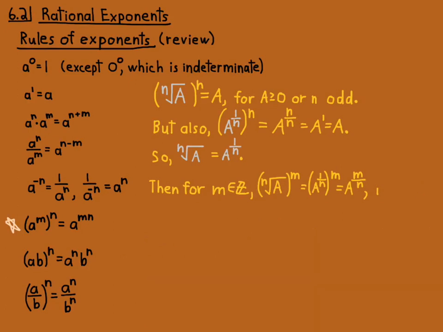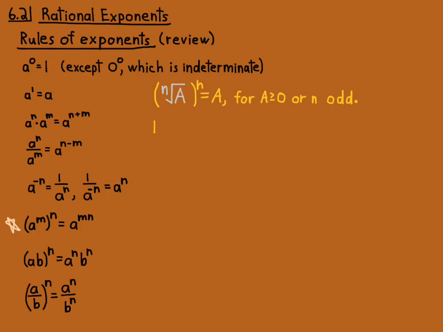So odd n behaves more nicely than the nth root. I just jumped way ahead. Having problems here today. Okay, but also a to the 1 over n, to the nth power, is also equal to a.